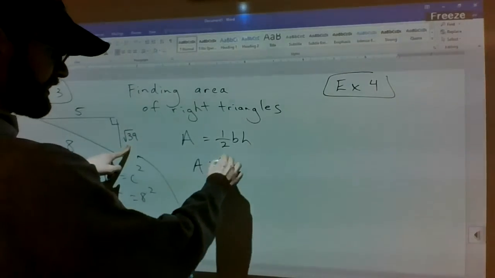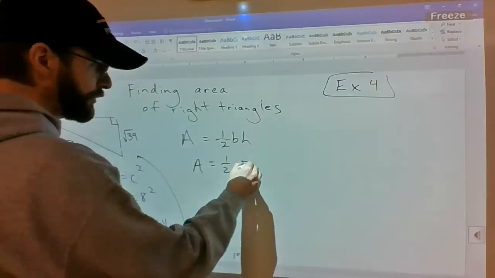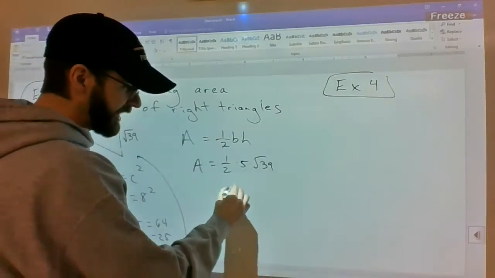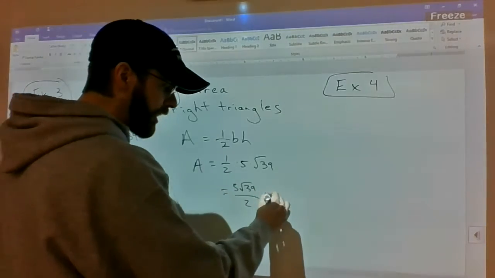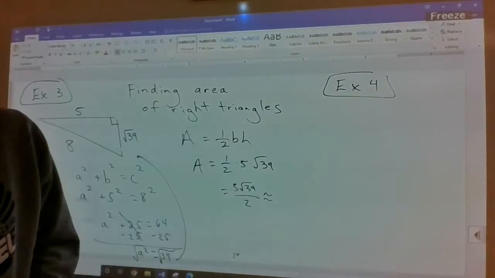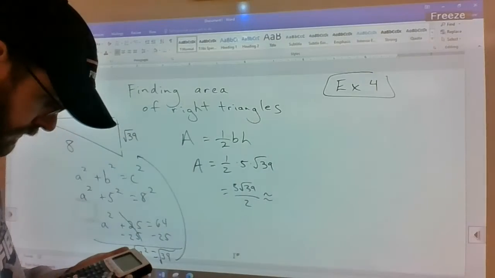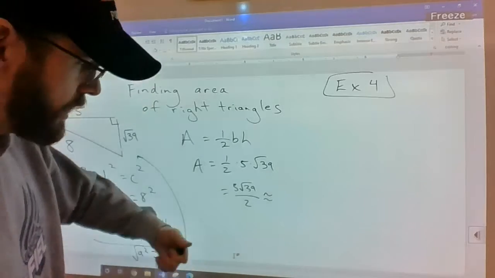Then our formula says 1/2 base is 5, height is root 39. And you're going to get kind of a messy number out of that. It's going to be 5 root 39 over 2, which of course can be approximated by a decimal, which gives you 15.612.